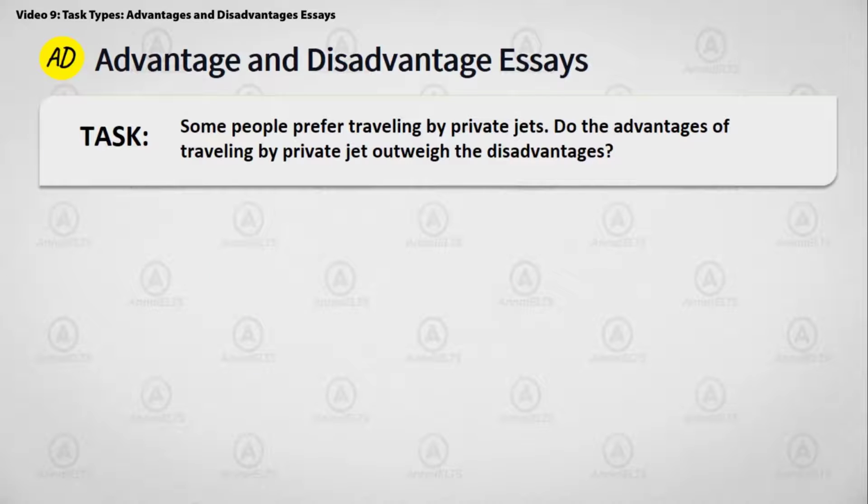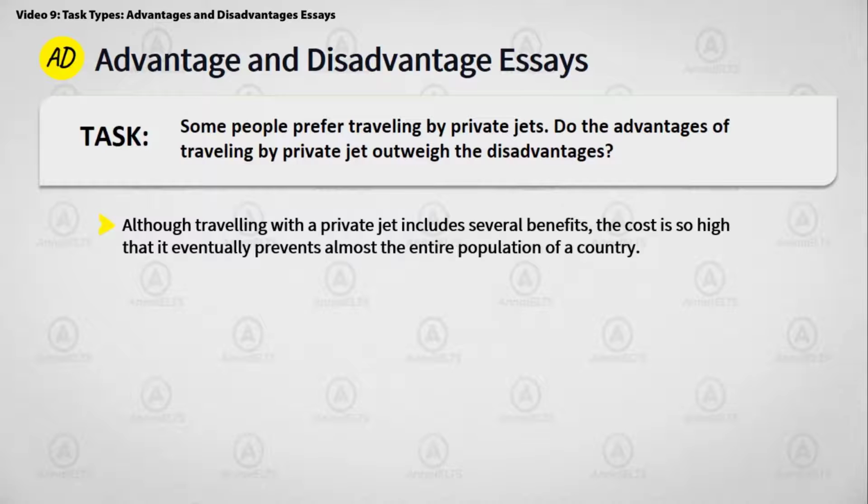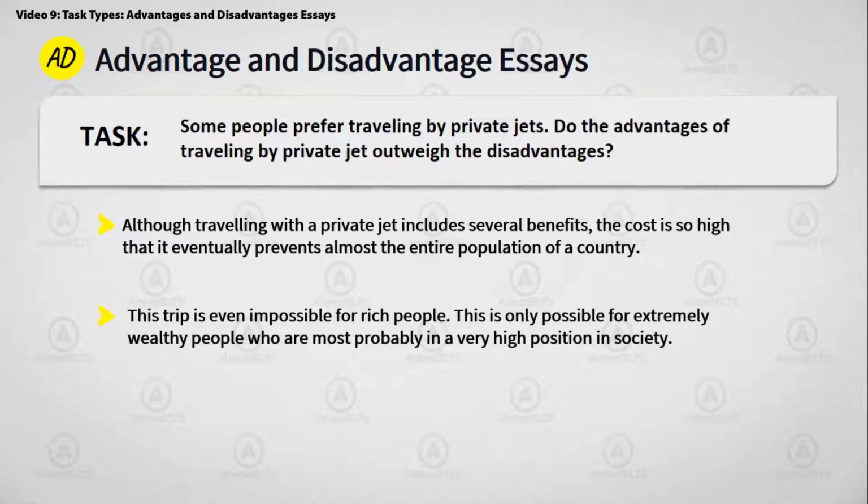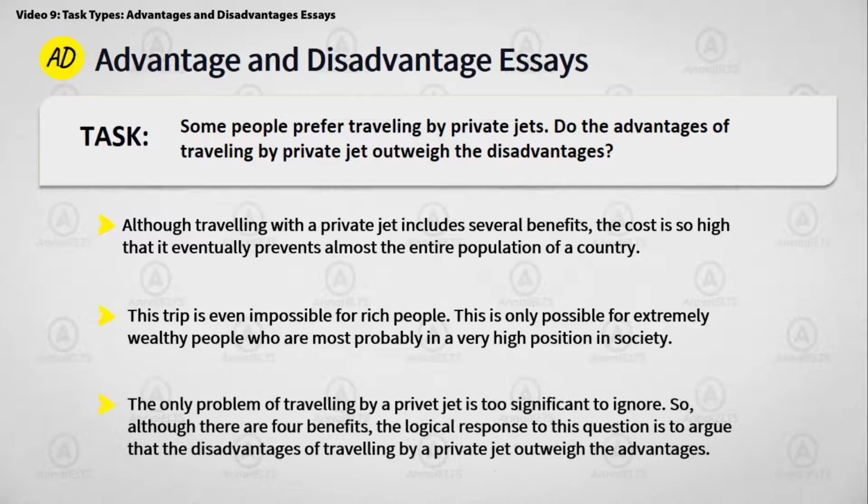So as you can see, although traveling with a private jet includes several benefits, the cost is so high that it eventually prevents almost the entire population of a country. This trip is even impossible for rich people. This is only possible for extremely wealthy people who are most probably in a very high position in society. The only problem of traveling by private jet is too significant to ignore. So although there are 4 benefits, the logical response to this question is to argue that the disadvantages of traveling by private jet outweigh the advantages.